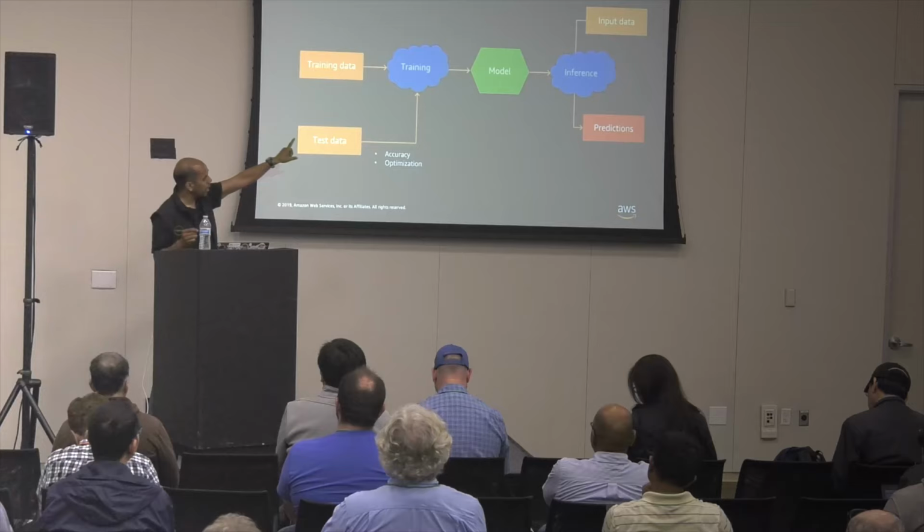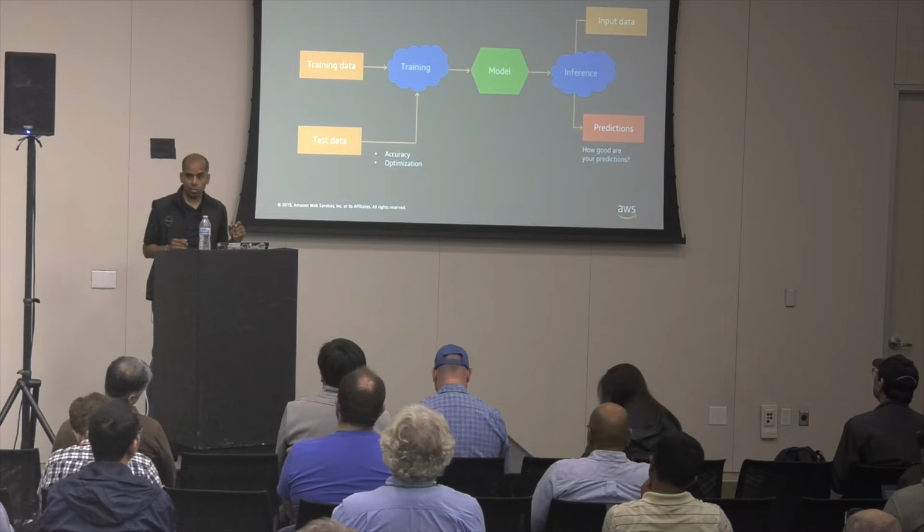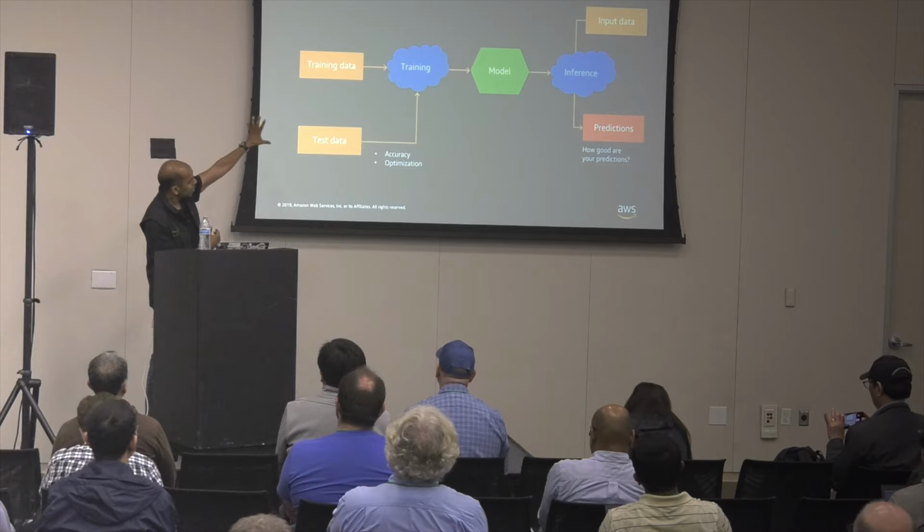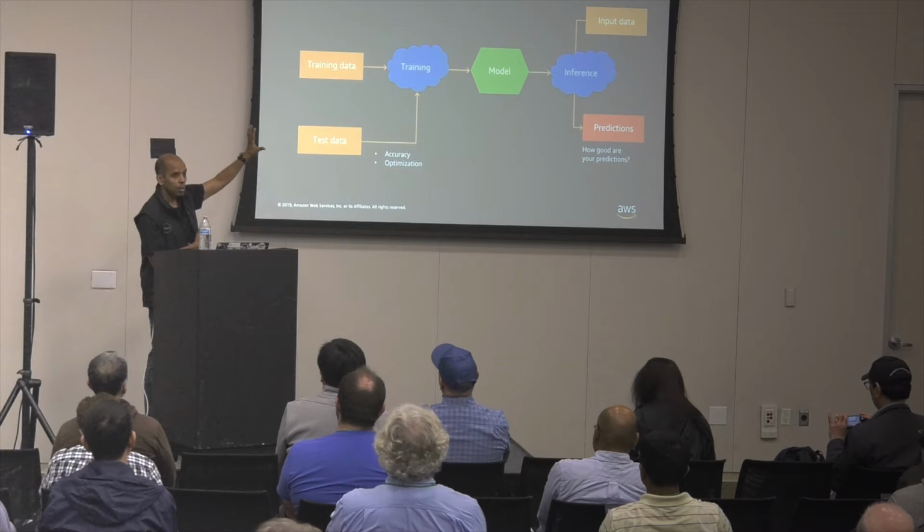Machine learning, at the end of the day, is about how good your predictions are. So that's a quick machine learning 101. For those who don't know, the key elements here are training data, test data, and the training module, which is where your code is running, where the data scientists experiment with the algorithms, create a model, and then do inference.